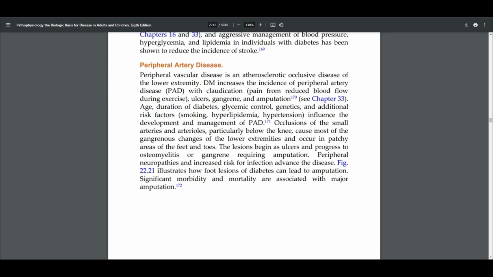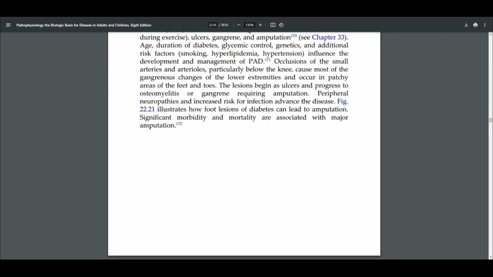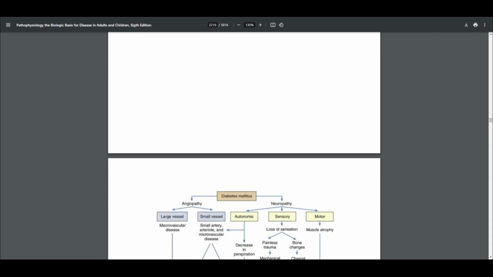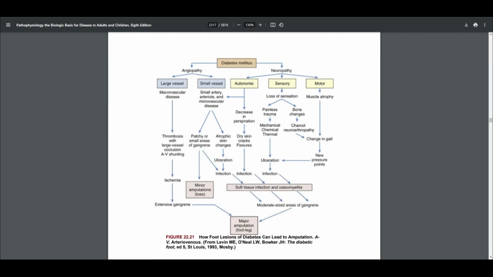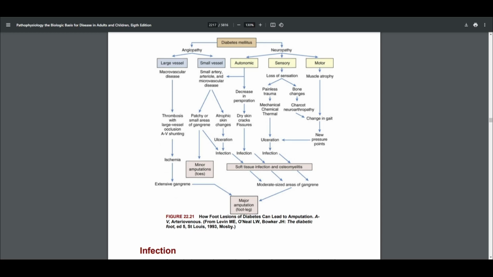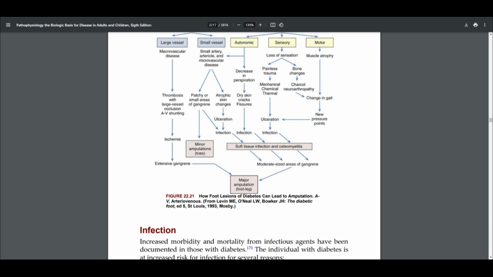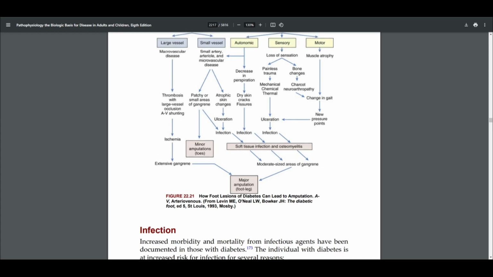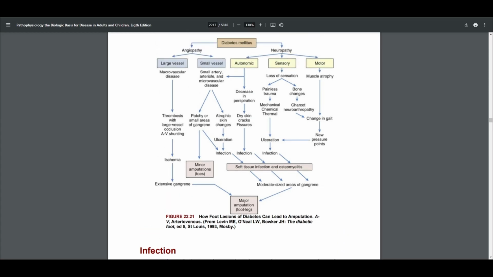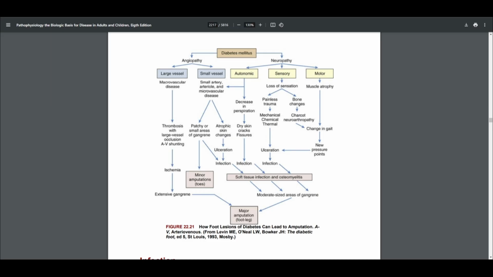The following figure illustrates how foot lesions of diabetes can lead to amputation. Significant morbidity and mortality are associated with major amputation. So here we see diabetes, angiopathy, and neuropathy, and how foot lesions of diabetes can lead to an amputation. So I'll leave that up for just a moment. Again, you can hit pause, this way you can see it a bit longer.